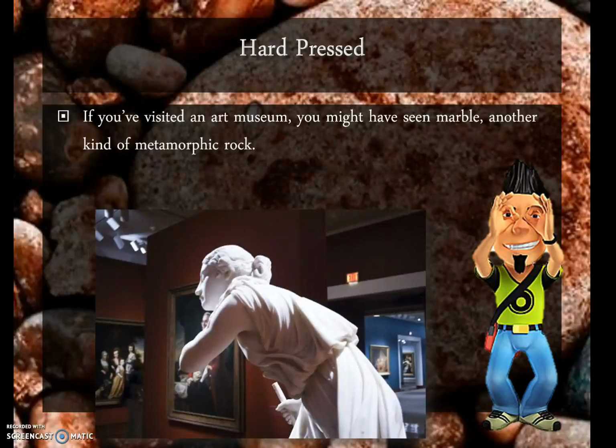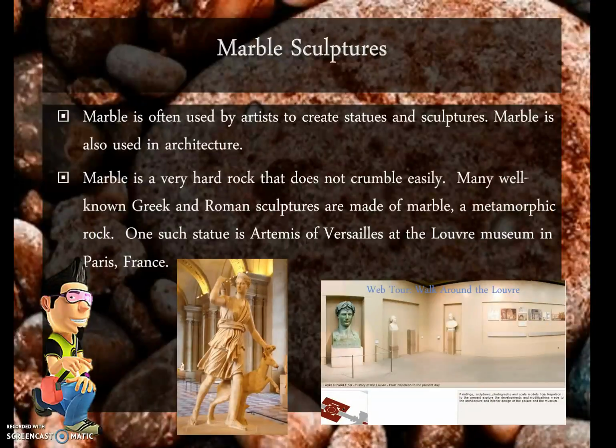Another common metamorphic rock is marble. You may have seen it at a museum because it's often used to create statues and sculptures. It's often also used in architecture. Marble is a very hard rock that does not crumble easily and lasts for hundreds, even thousands of years, such as many well-known Greek and Roman sculptures. One such statue is Artemis of Versailles at the Louvre Museum in Paris, France.